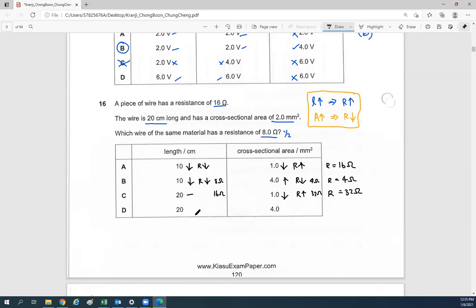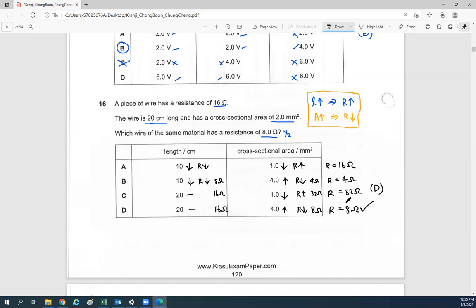So now let's look at D. Okay, so this one doesn't change. Therefore, the resistance doesn't change. It stays at 16. Now the cross-sectional area increases by 2 times, which means the resistance decreases by 2 times. So 16 decreased by 2 times gives me 8, and the overall resistance now is 8 ohms, which is what we want. So the answer is D.